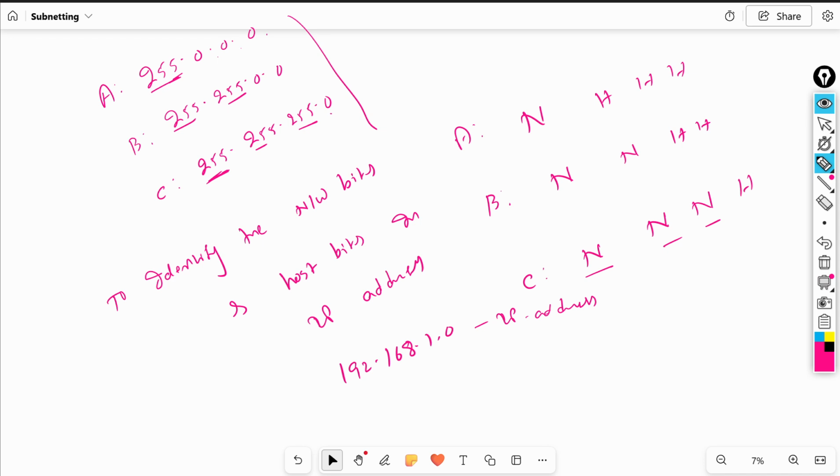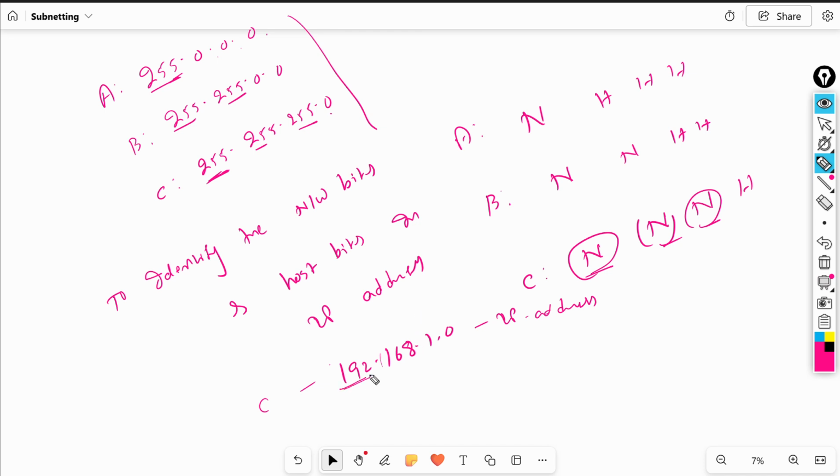The default is 255.255.255.0. That is the default. Whenever you see this number 192, it is a class C IP address. Here we have 24 default network bits. 24 means what? Three portions, right? First portion, second portion, third portion. So this is the network portion. This is the network portion. This is the network portion.